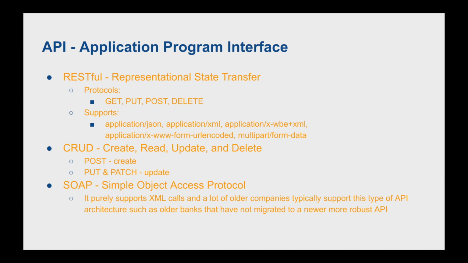Okay, now we're going on to SOAP. SOAP is super ancient. It stands for Simple Object Access Protocol. A lot of really old software uses this type of application program interface. It purely supports XML. XML is an object style of data formatting. Some examples of places that use this are older banks. Older banks typically use SOAP style of API architecture. It's a pain to use, I'm not gonna lie.